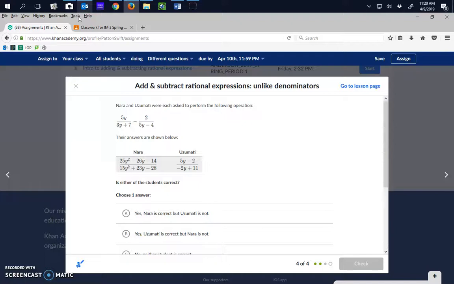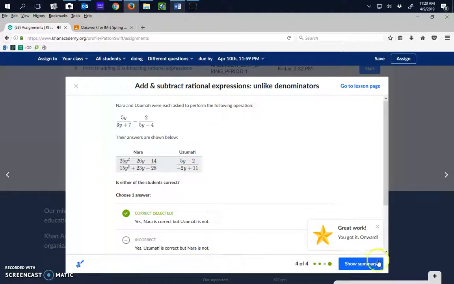Yeah, so her numerator is, sorry, her denominator, sorry. That's what I was looking at. 15y squared plus 23y minus 28. That is right. So Nara is right. Sorry, I was looking at her denominator and I was looking at her numerator and my denominator. That's why I was confused. And there you go. All done. 3 out of 4.